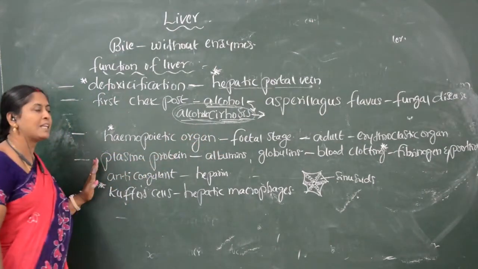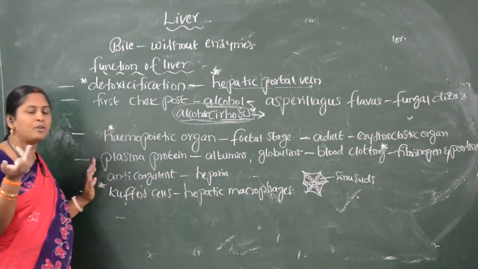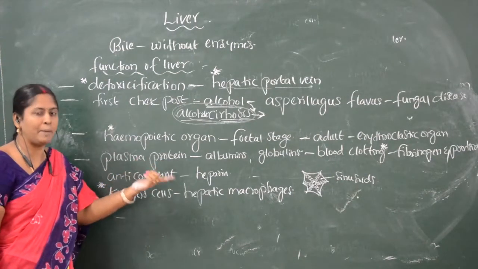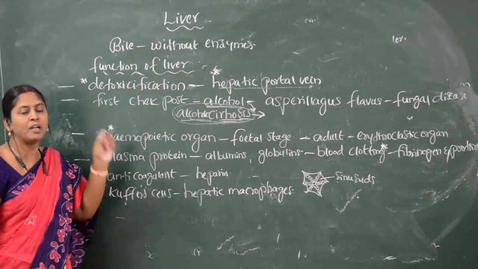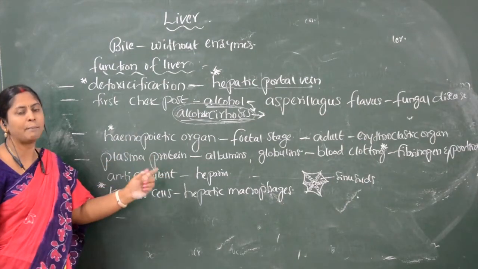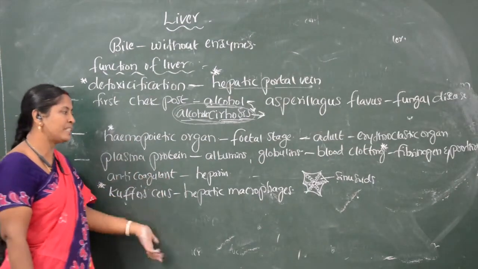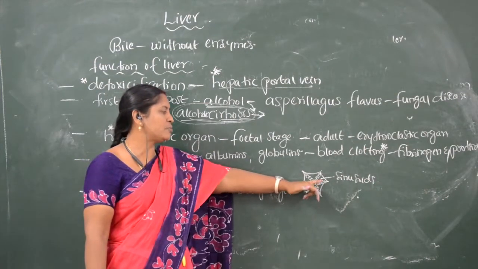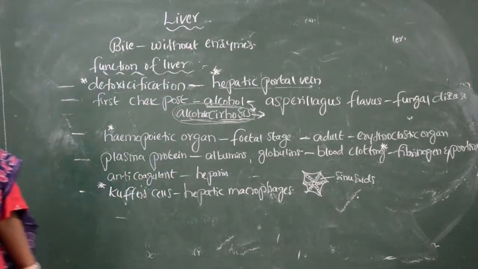The liver produces plasma proteins called albumins and globulins, as well as blood clotting factors like fibrinogen and prothrombin, and also produces an anticoagulant called heparin. The liver plays a major role in killing microorganisms with the help of phagocytic cells called Kupffer cells, which we call hepatic macrophages. These are present in the sinusoids. Sinusoids are the spaces present between the hepatic cords. So these are the functions of the liver.